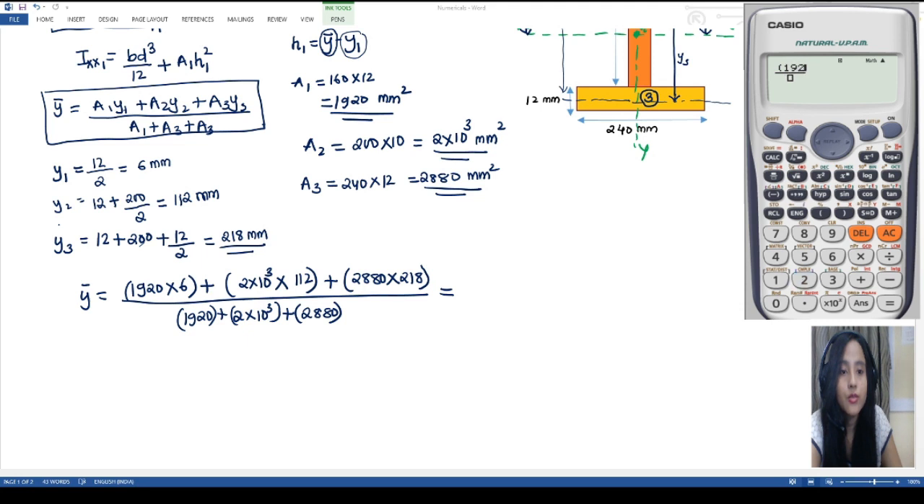So I have 1920 into 6 plus 2 into 10 raised to power 3 into 112 plus 2880 into 218 divided by the total area, which is 1920 plus 2 into 10 raised to power 3 plus 2880. So this is coming equal to 126.9.